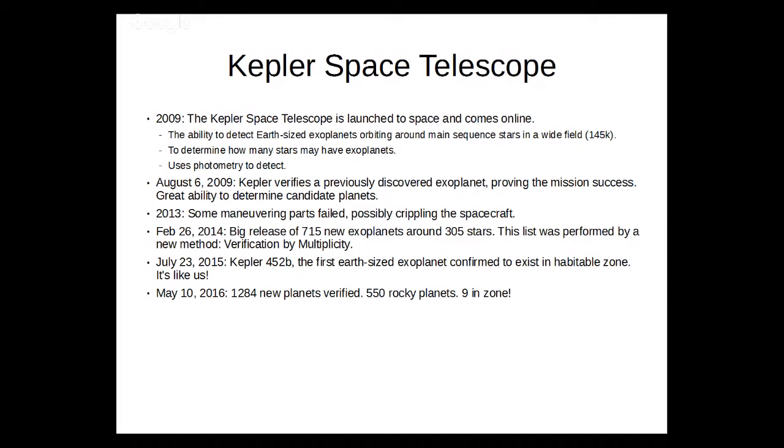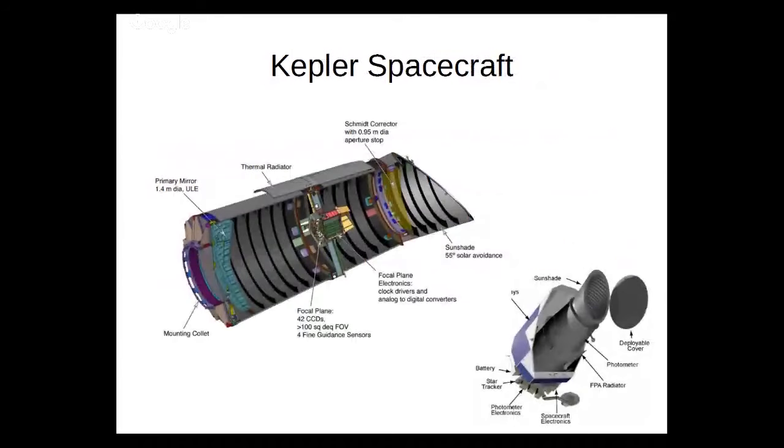So pretty big news. Here's what the Kepler spacecraft looks like, in case you're wondering. So it's, of course, up in space. It's got its primary mirror in the back, so it's kind of like a regular telescope that most of the telescopes are these days.